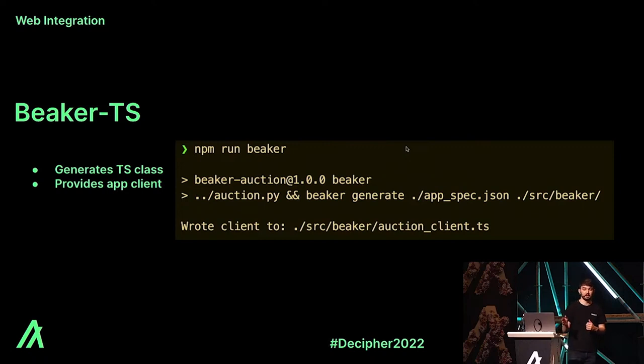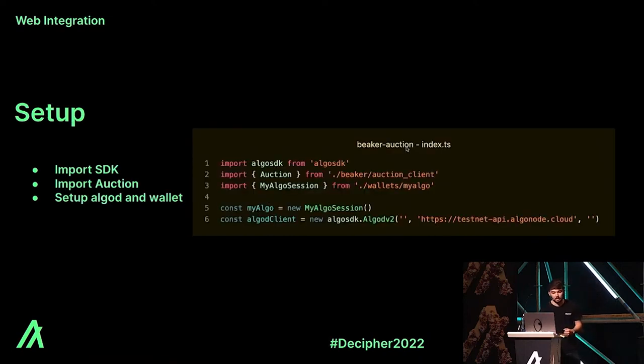So here you can see I have an npm script just called Beaker. So I run npm run beaker, it'll compile to generate that source code automatically. And once we have that source code generated, in our case, beaker slash auction client is where the generated code lives. So you can see here in our JavaScript file for our front end, we're just importing that auction class from that TypeScript file. So it's just a regular TypeScript class that we can import and use to interact with the smart contract.